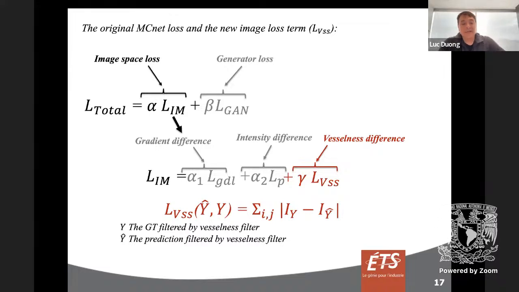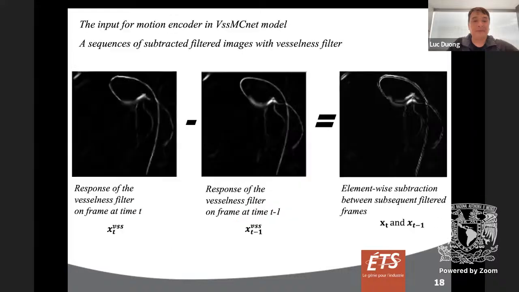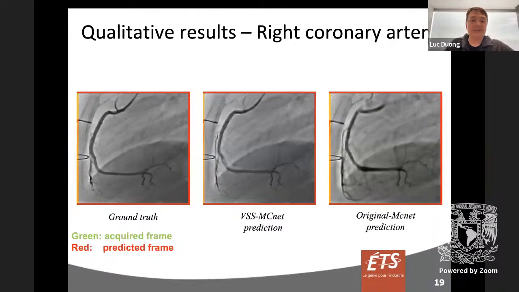So instead of just using the basic MCNet architecture, we used, of course, the gradient difference and the intensity difference, and we added the vesselness difference in between frames to enforce that we keep long, tubular structures in between all the frames. So that's the idea. We take the response of the vesselness filter at time t and at time t minus 1, and if we take the difference, we have an idea about what the motion was in between the different frames. This works because we are assuming that the changes in between each of the frames are not that high.